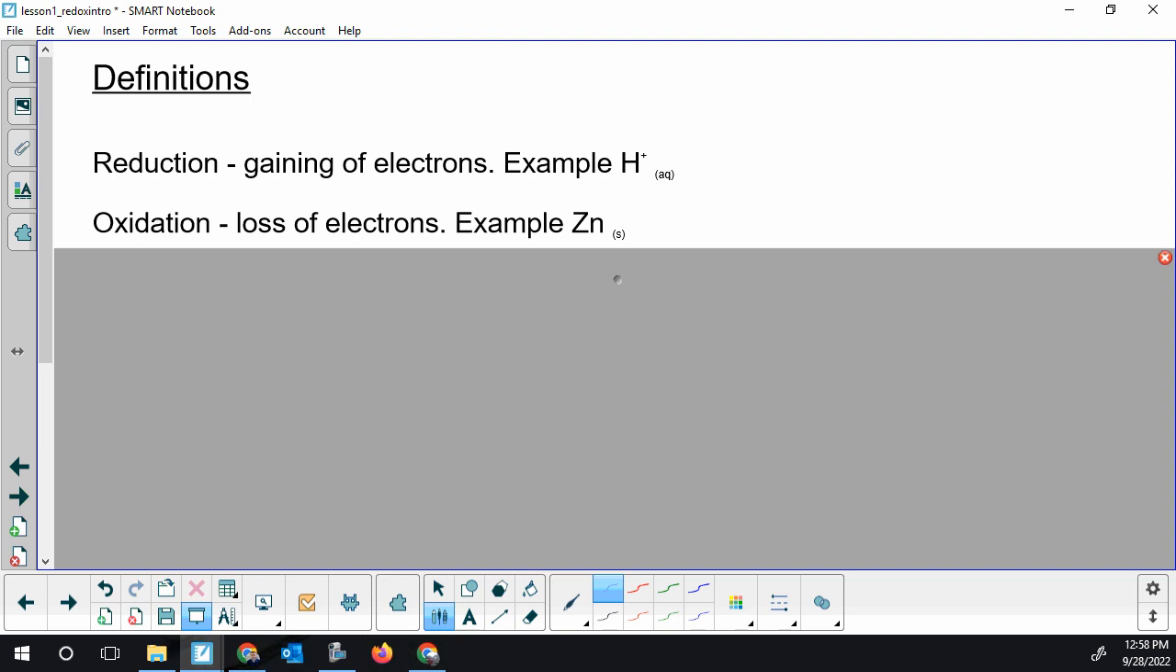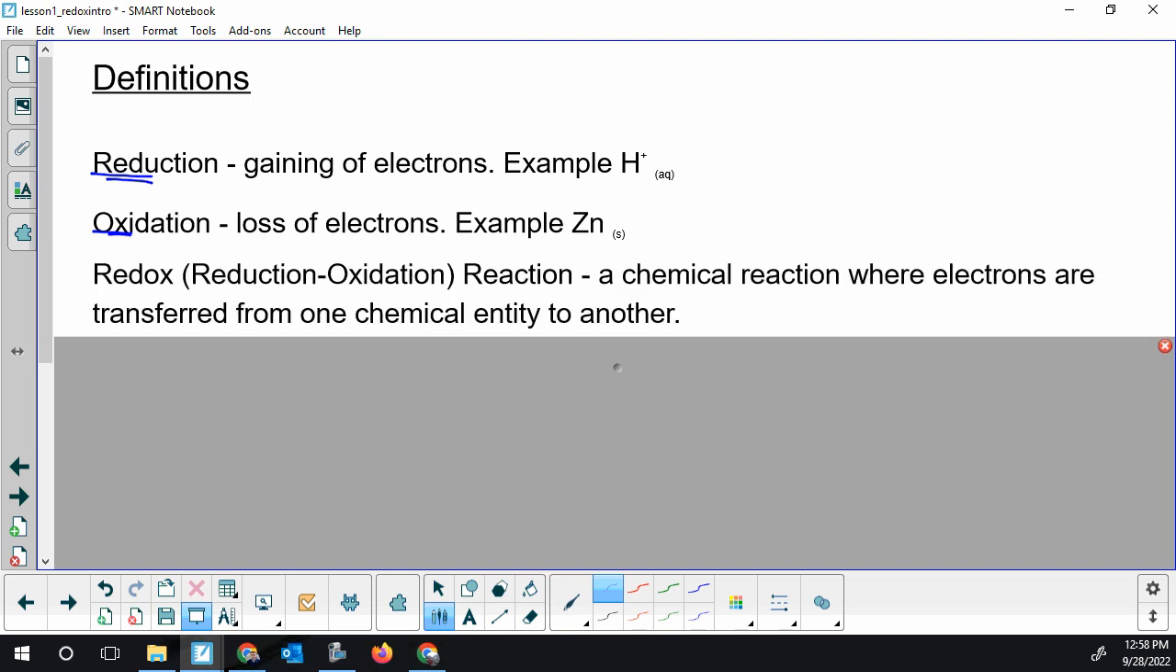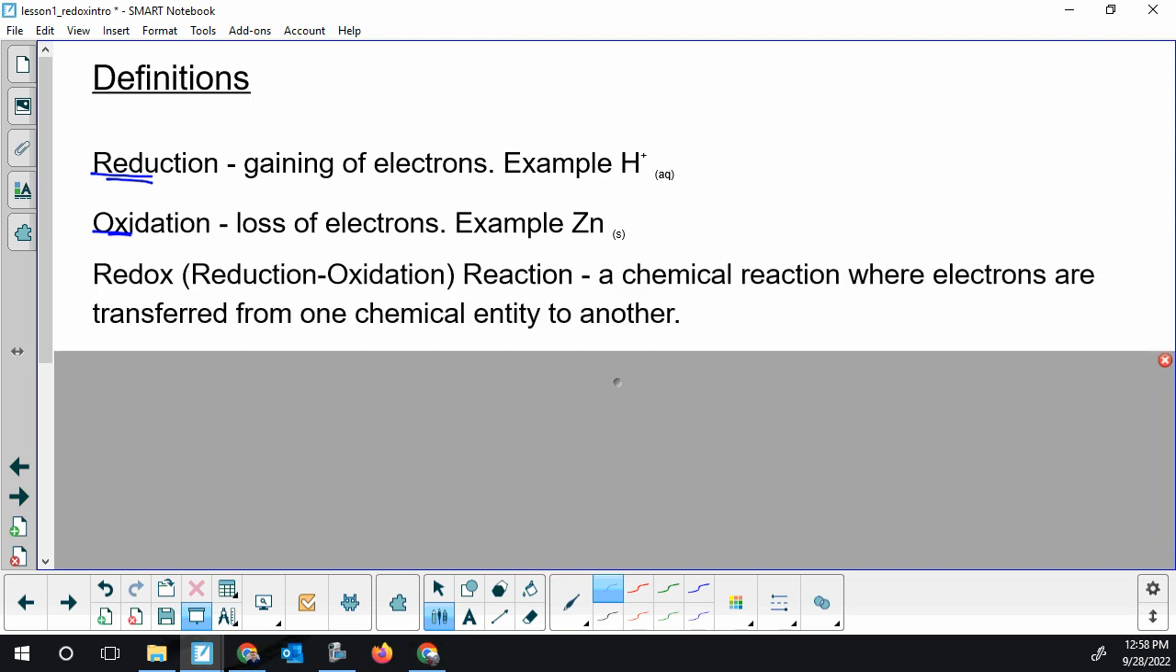When you take these two words, the RED and the OX, you get the name of this type of chemistry. It's redox chemistry. Redox, or reduction-oxidation reaction. These are the subset of all of our reactions where there is an exchange of electrons.